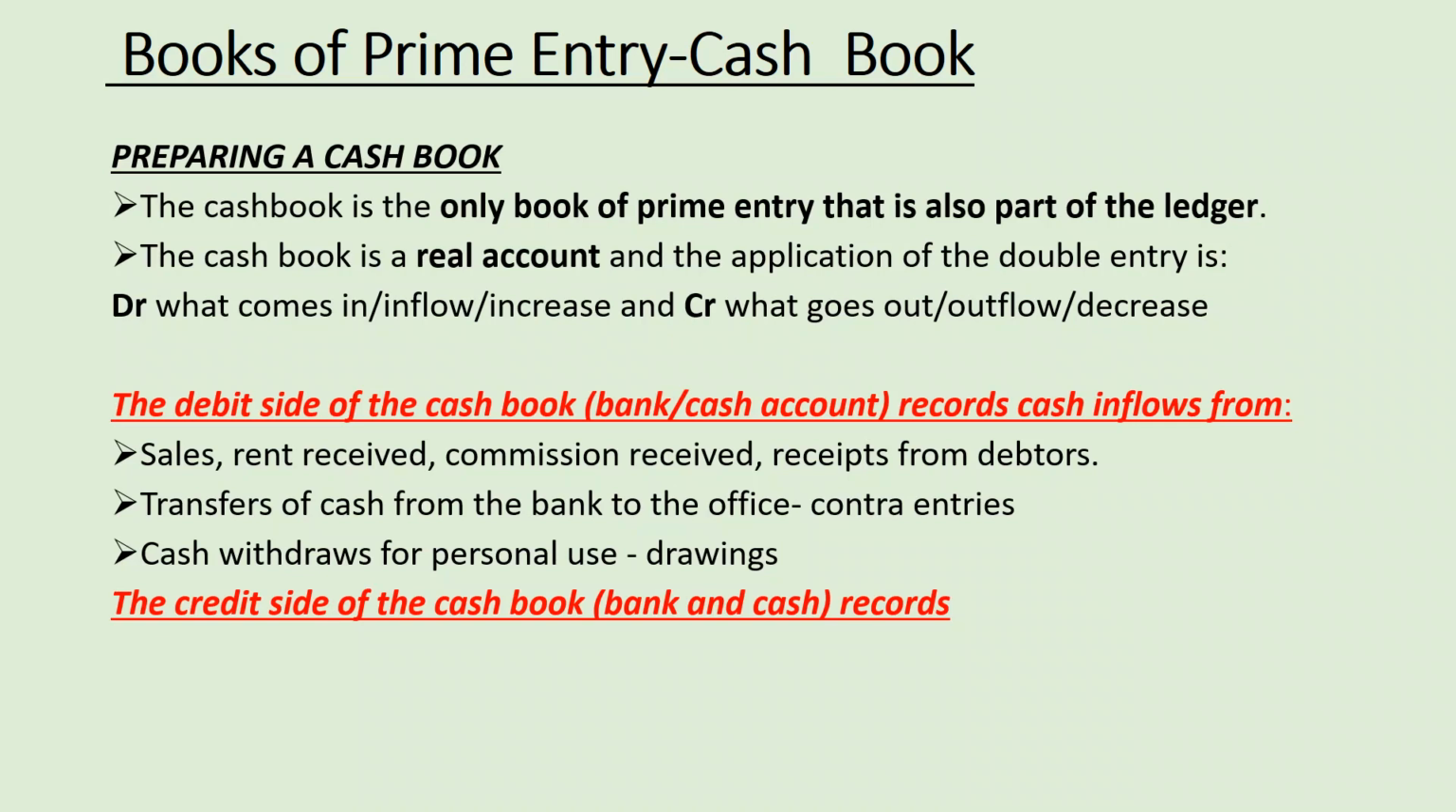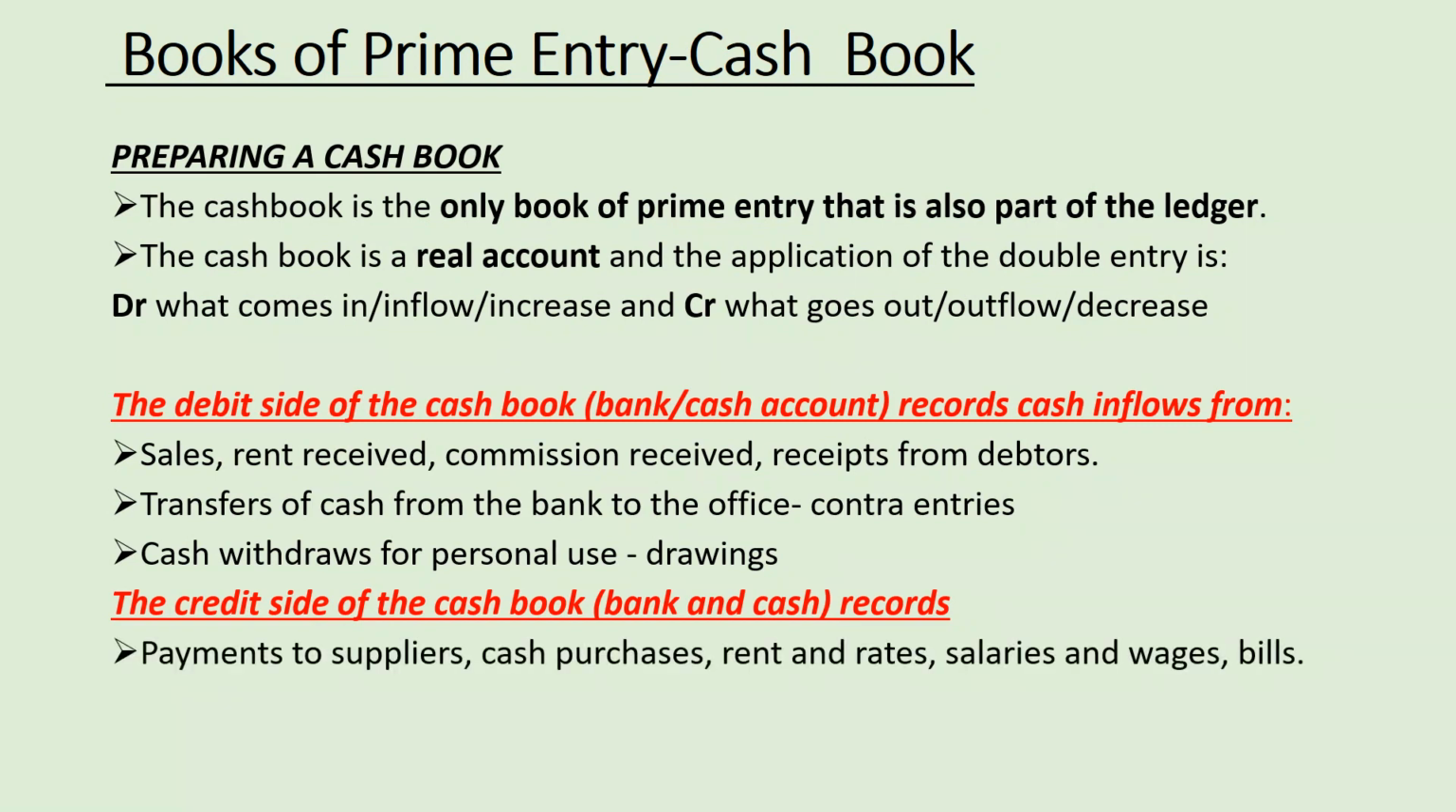So now, what about the other side? Of course, I've talked about the contra entry, where the bank account is going to show on the credit side, where the cash account is going to show on the debit side. Well, for the credit side, we have payments to suppliers. You have paid cash purchases. You have bought something with cash, so money has been given out. Rent and rates. You have paid for rent and rates. Salaries and wages. Bills. So this is money that the business is giving away, so they are going to be on the credit side.